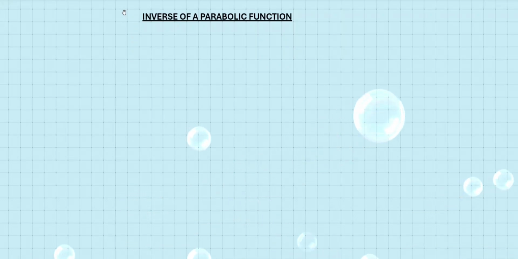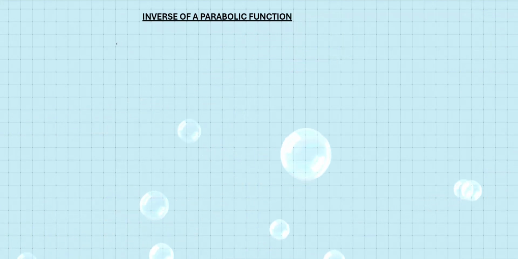Hello guys, in this video we are doing the inverse of a parabolic function. So I want us to see how to find the inverse of a parabolic function, as well as to check whether its inverse is still a function or it ceases to be a function. So let's consider the function f of x is equal to x squared.